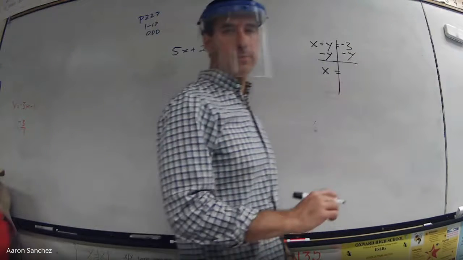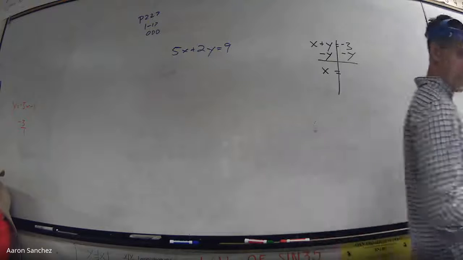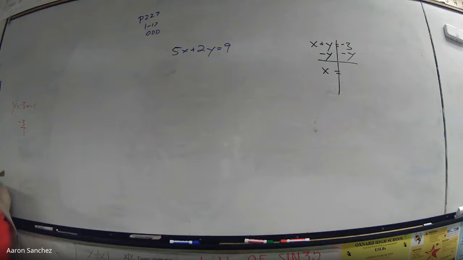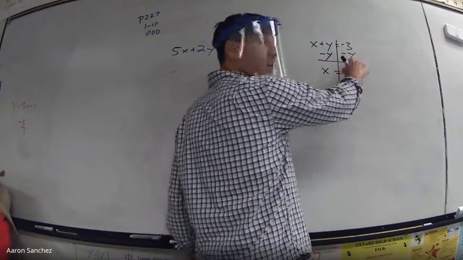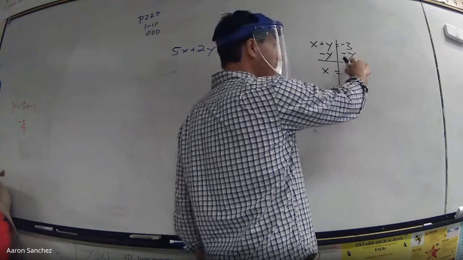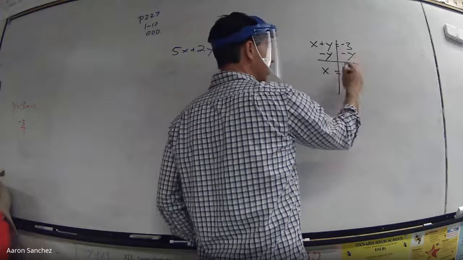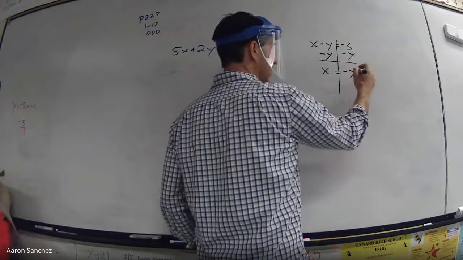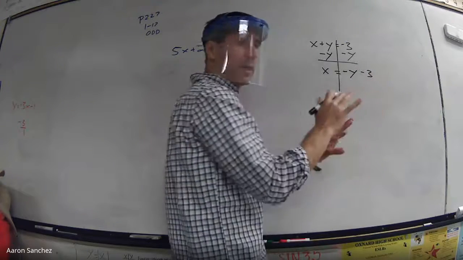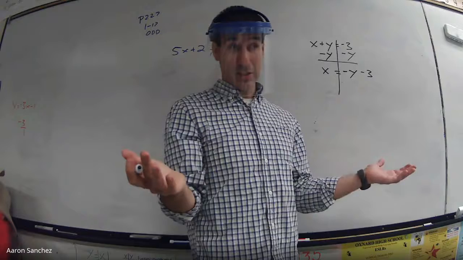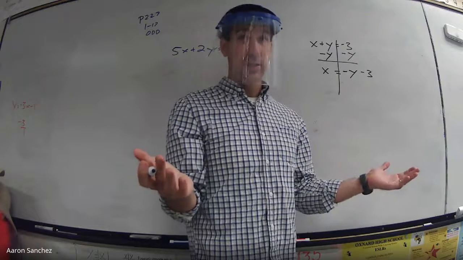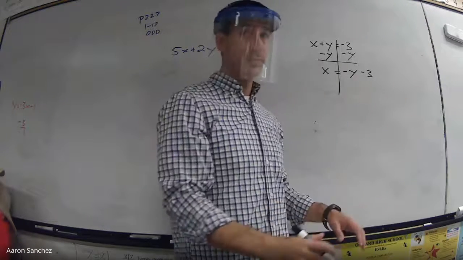Antonio, what'd you get? I got x equals negative y minus 3. Yes, that's right. Does that make sense? He said x equals, so look, everyone look. I have this minus y. Now on this side, I have the minus y, and I have a minus 3. I can't combine them because they're different. I think it's easier than what it seems. You just kind of throw it over there.